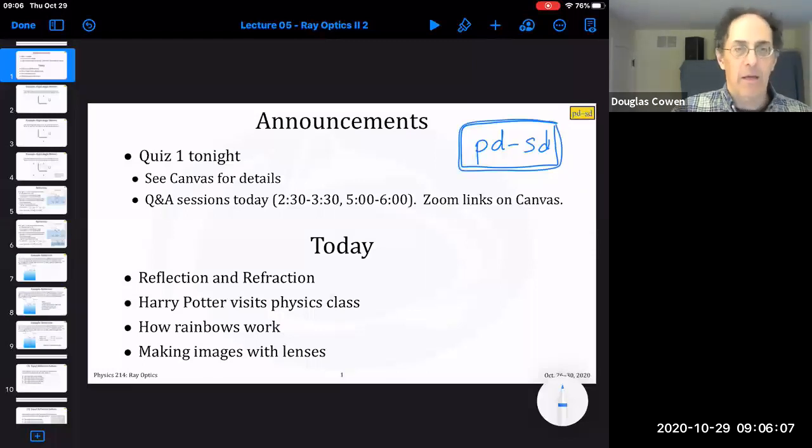What we're going to cover today is reflection and refraction. Then we'll talk about what happens when 2 objects have the same index of refraction, which I'll explain what index of refraction is as well. We'll talk about how rainbows work, and finally, how we make images with lenses. We'll probably just get started on that last topic.